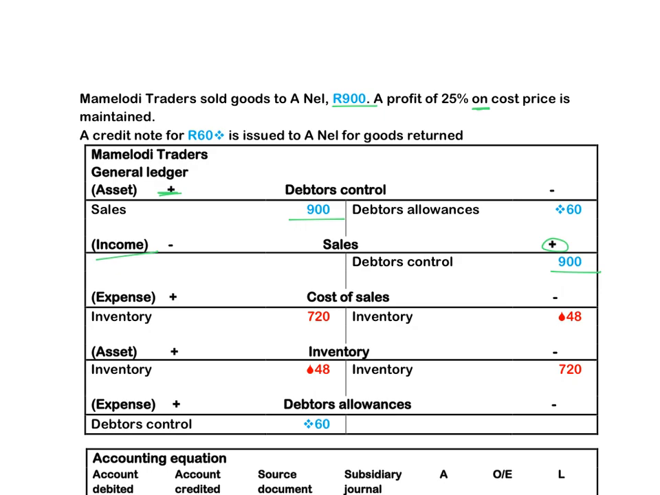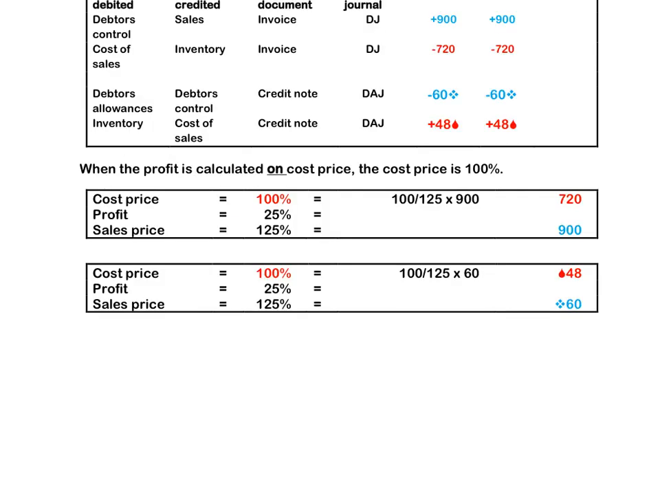We have to calculate the cost price. Now remember, the profit is 25% on cost price. The cost price is therefore 100%, profit 25, sales price 125. The sales price was given as 900 Rand, so 125% is equal to 900 Rand. If we want to calculate the cost price, the percentage that we want at the top, the percentage that we know at the bottom, times 900 will give me 720. So I will multiply 900 with 100 and divide by 125.